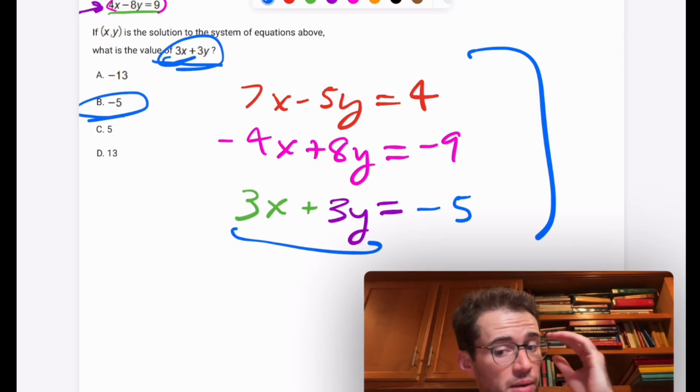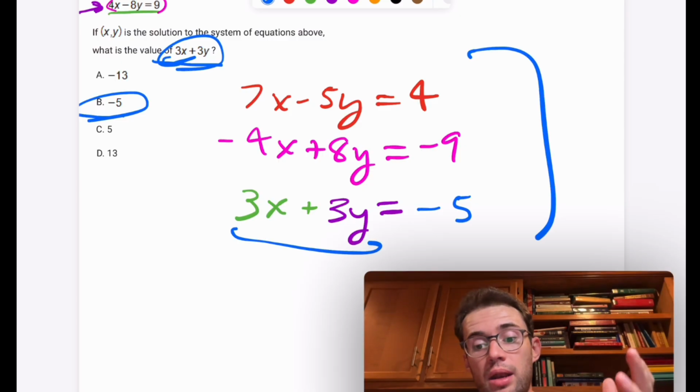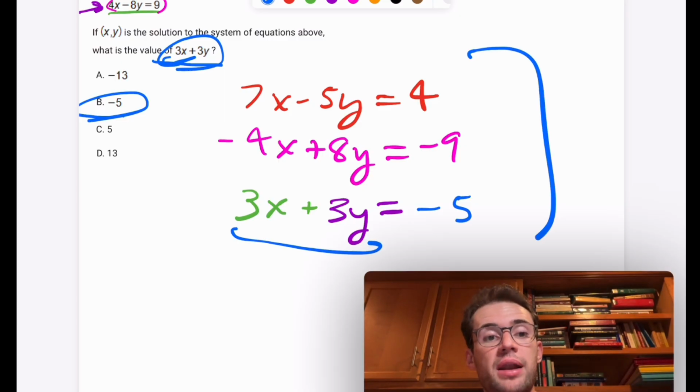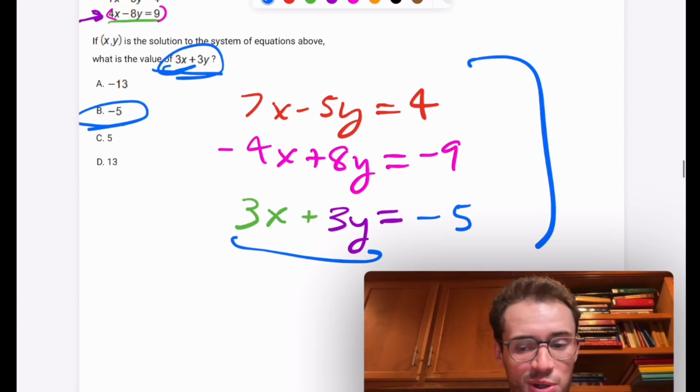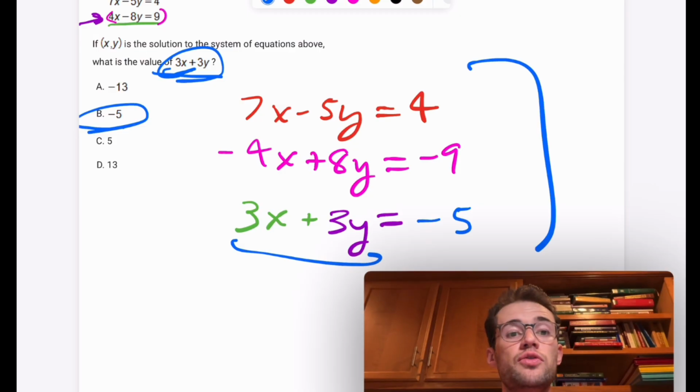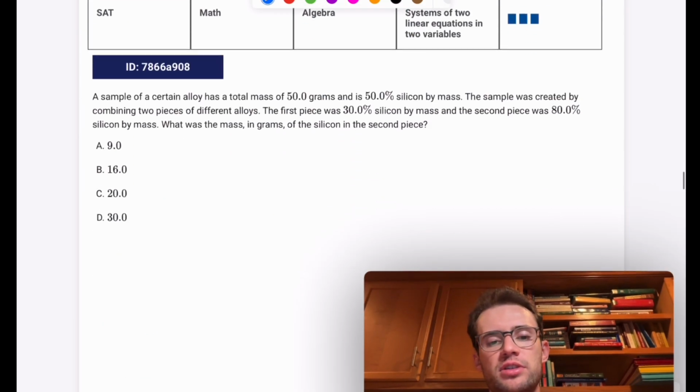Know that you should look for them. Don't spend, again, an inordinate amount of time trying to find that little shortcut. But if you do find it, it will save you some time for some of the other questions.